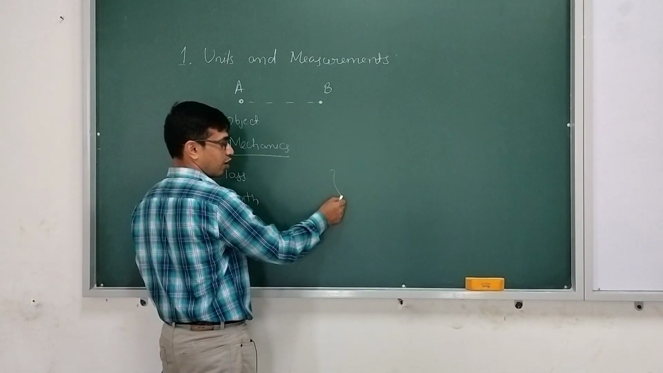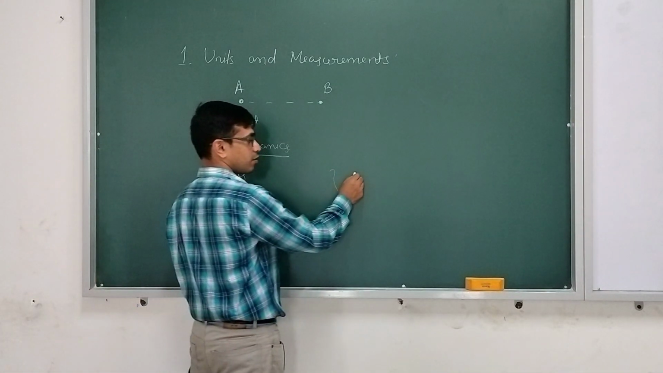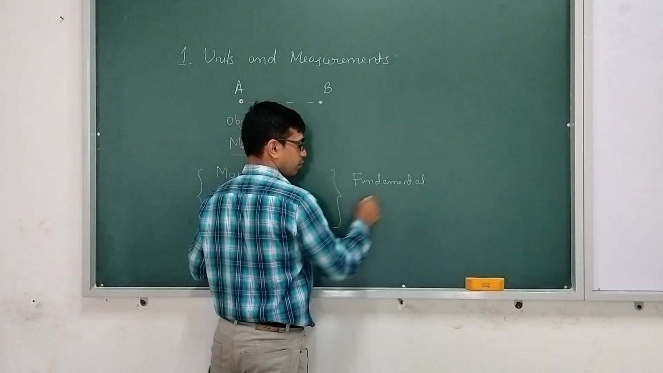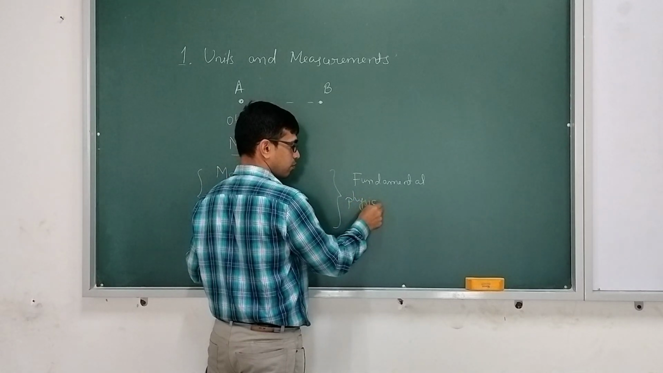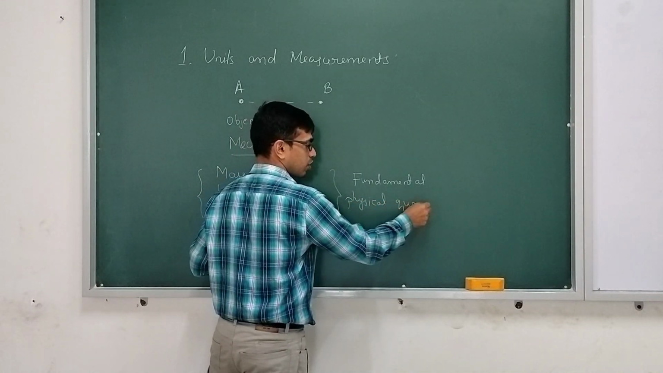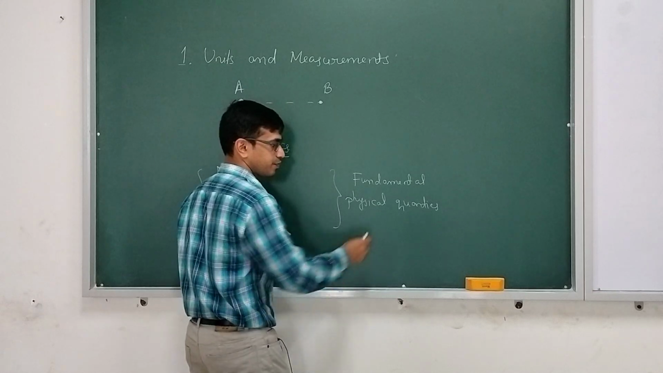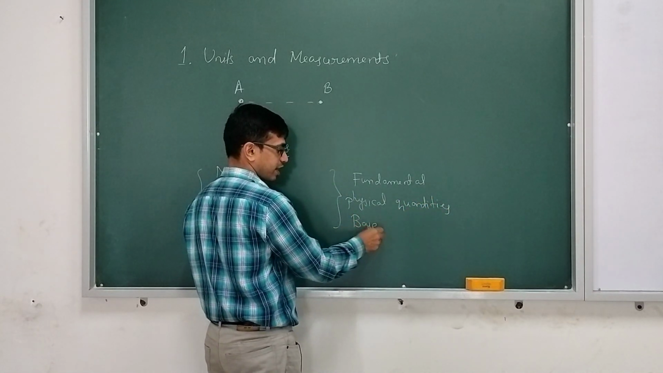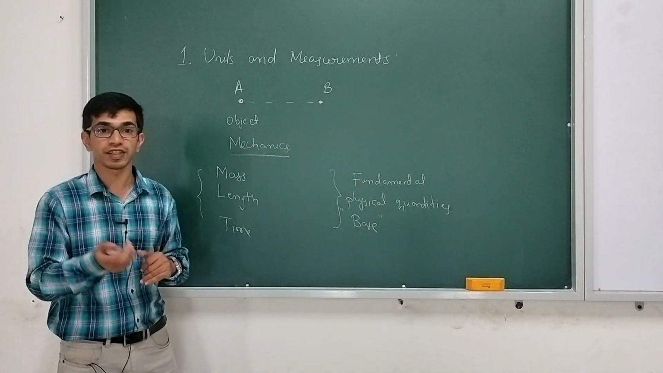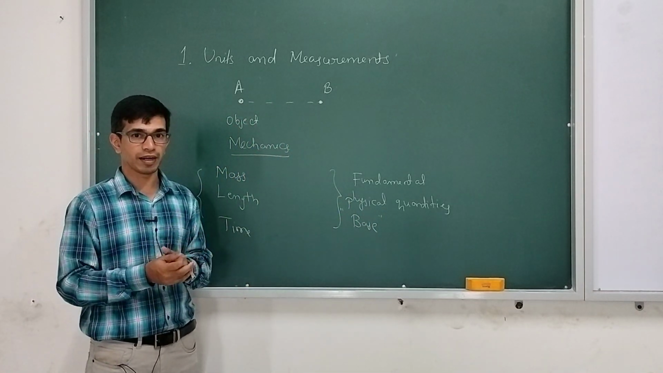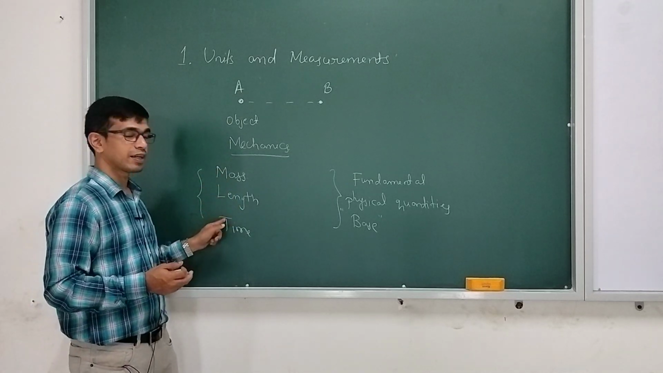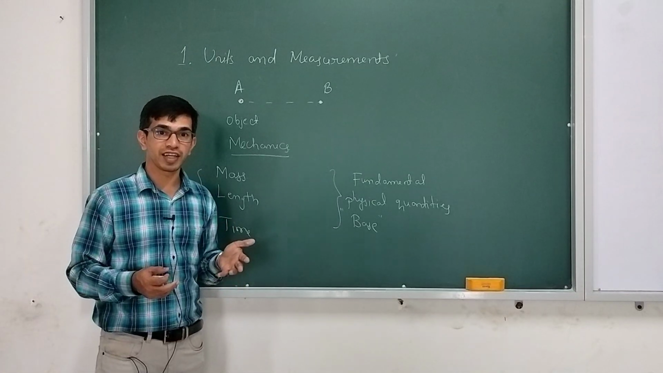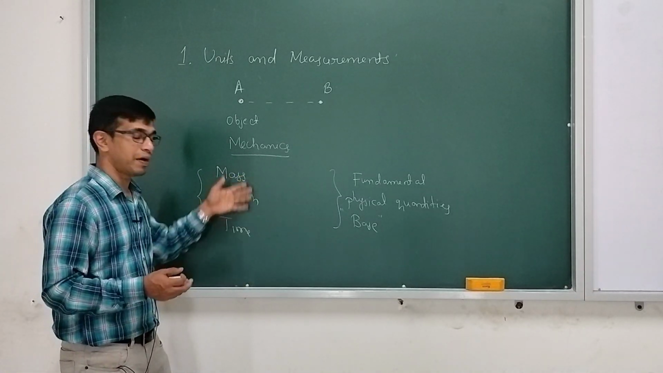That's why we call these 3 physical quantities fundamental physical quantities. They are also called base physical quantities. Base or fundamental physical quantities do not require any other physical quantities to represent them, and they are independent of each other.